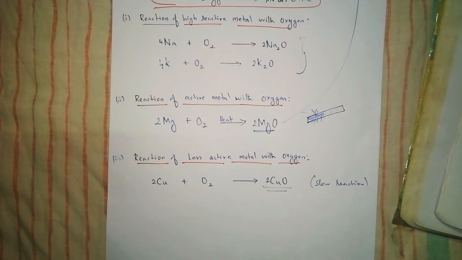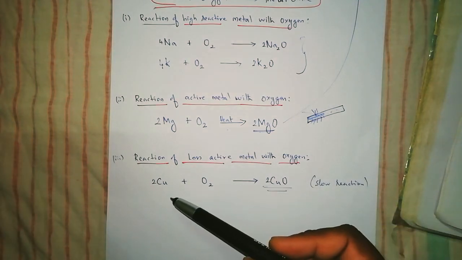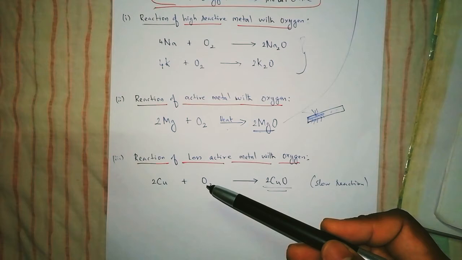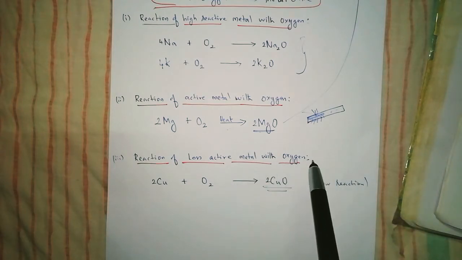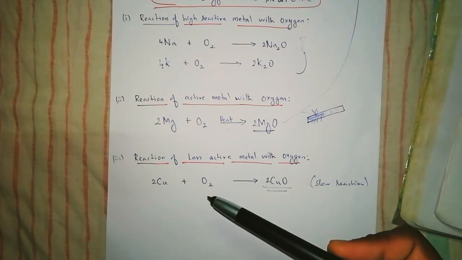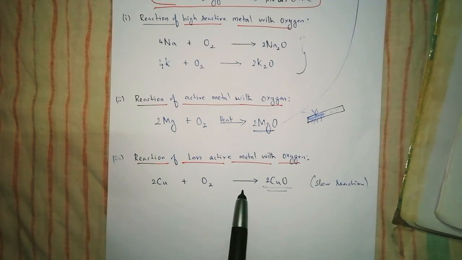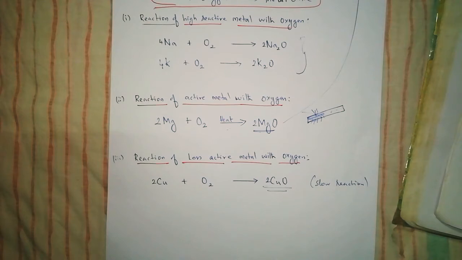Even prolonged exposure of these metals to air and moisture makes the surface dull. That is why if you keep on using copper vessels, you can see a green coating comes on the top, right? Silver also, if you keep on using silver, a coating of black color comes on it. That means prolonged use or exposure of these metals to air and moisture makes the surface dull. Okay, that's what happens here.